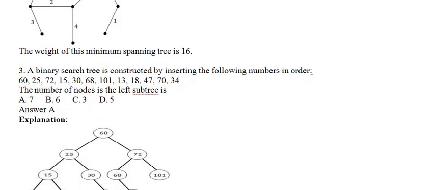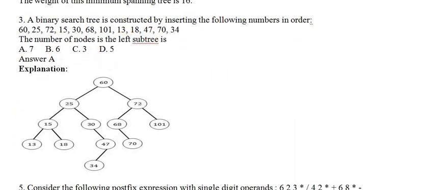Okay, so the next one is: a binary search tree constructed by inserting the following numbers in order. These are the nodes, and we want the number of nodes in the left subtree. For that I want to construct the binary search tree. Initially we take the first data and keep it as the root node. Then suppose 25 comes, I compare this 25 with 60. If it is lesser, we keep it on the left side. If it is greater, we keep it on the right side. So 25 is less than 60, so I'm representing it here. Then 72 is coming.